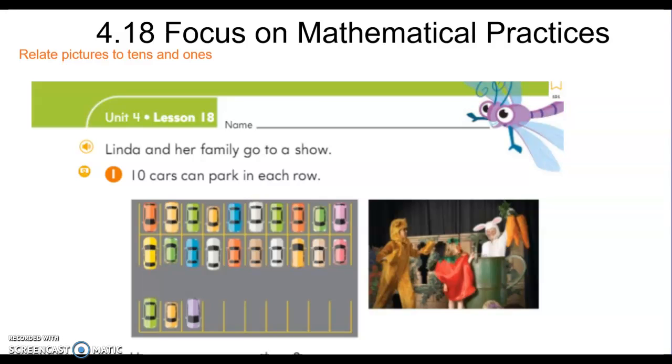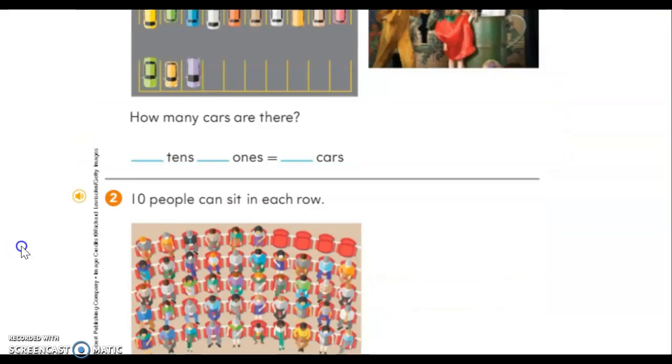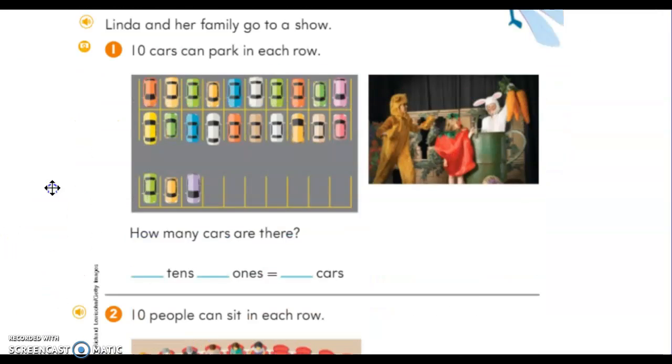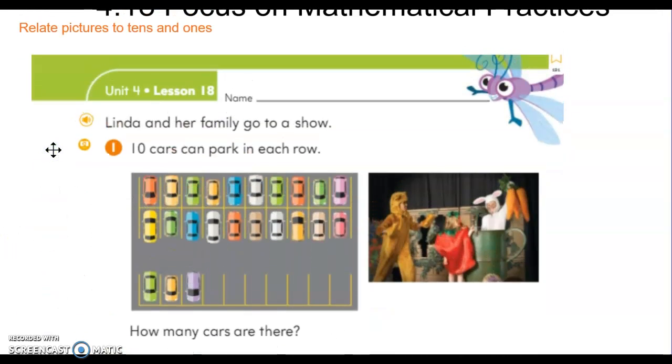So today we're going to be focusing on mathematical practices, and what that means for first graders is talking about our thinking about math and analyzing some data and thinking critically. So first thing we're going to do is start off on page 191 in our workbook.